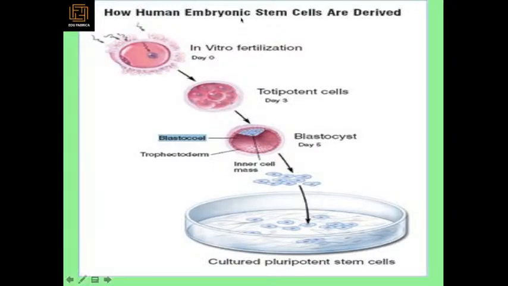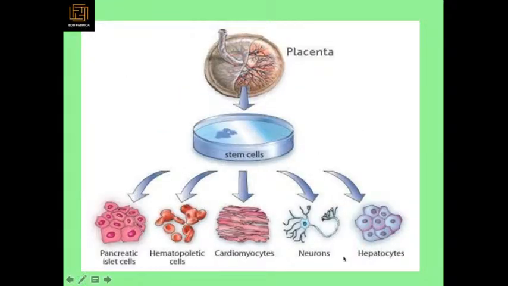This is how human embryonic stem cells are derived. You do the in vitro fertilization, you fuse the sperm cells with the egg, then they are totipotent on the third day, then the blastocyst stage on the fifth. Then from the blastocoel, you take the inner cell mass, and then you start culturing these pluripotent stem cells. This is from the placenta. You take the stem cells, then they could go to pancreatic, hematopoietic, cardiomyocyte, neurons, hepatocytes. All are possible.